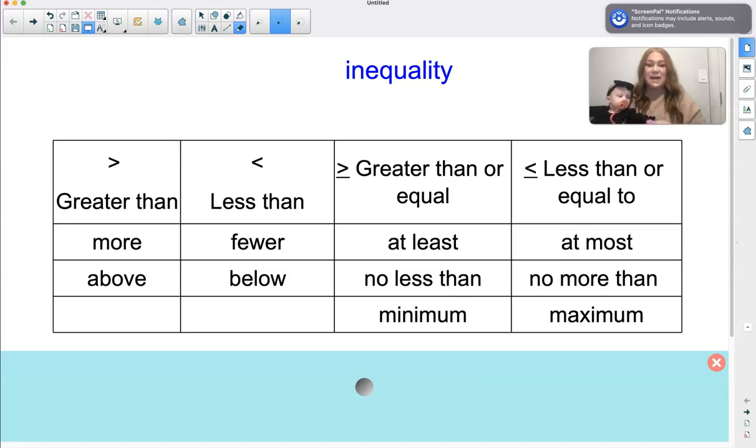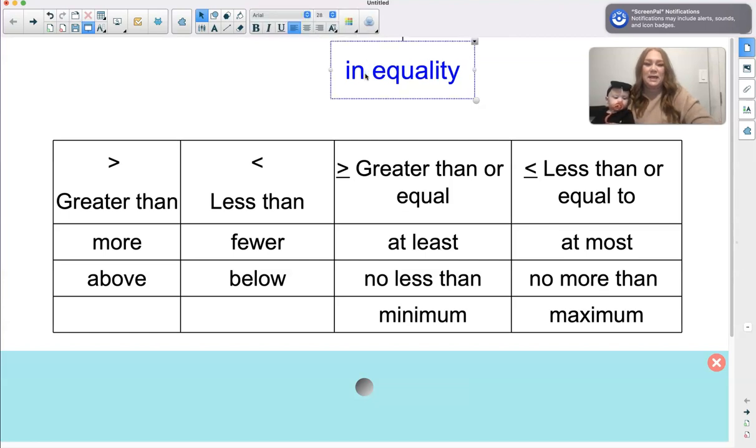Your assignment today is we're going to work on writing and graphing inequalities. That word inequality means not equal. If I take that word, I can break it up. In means not as the prefix, equal. They're not equal to each other. Some words you may be familiar with are greater than. It's more than it. It's above this number. It's less than. It's fewer than it. It's below it. So you can see these signs.